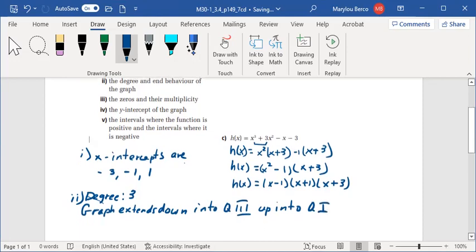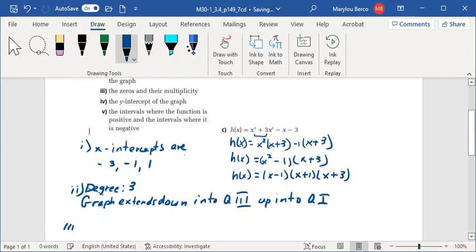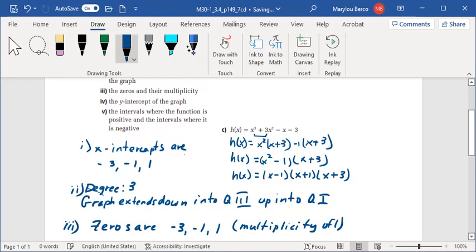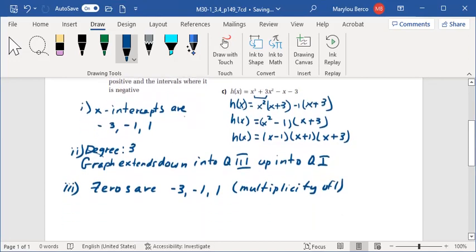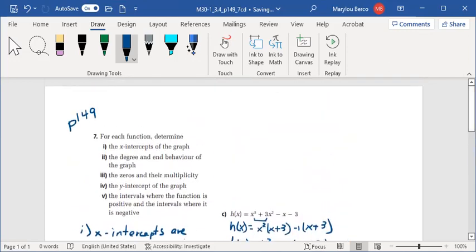Part 3, the zeros and their multiplicity. So the zeros are -3, -1, 1, each with multiplicity of 1. The y-intercept is -3, just by graphing it. And for part 5, the intervals where the function is positive and the intervals where it is negative.